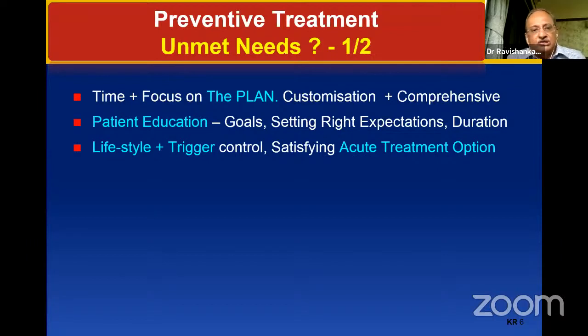And you have to tell the patient what the goals are of starting a daily drug for a migraine patient. You have to tell him that you're going to reduce the frequency, reduce the severity, reduce the disability. And you have to set the right expectations and talk of 50%, 60%, but do not talk of removing headaches. You are only reducing headaches. And a lot of patients tend to think that it's a 3-month course.